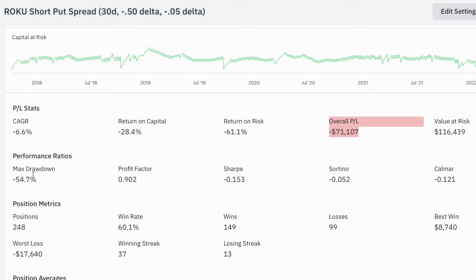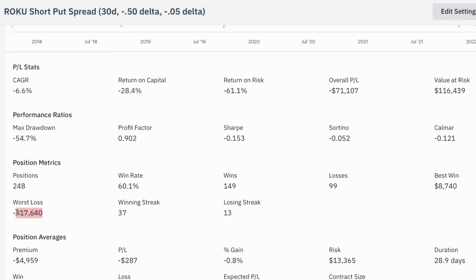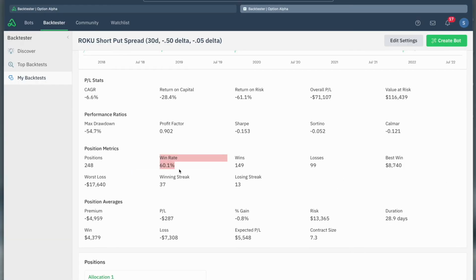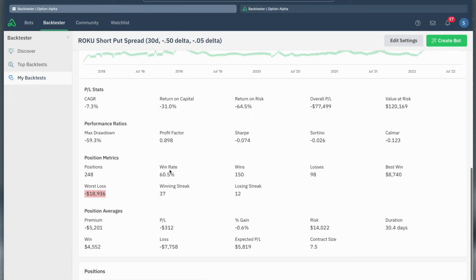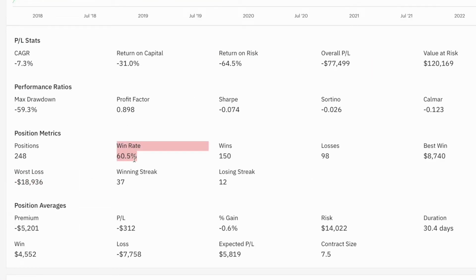And then next up we have our max drawdown was 54.7%, which is a bit smaller than the previous test, right? Without stop losses, the max drawdown was about 59, almost 60%. So again, this is a bit better, but not by much. And then also your worst loss was minus $17,000. Also a bit better than the previous test. And then finally, one more thing is the overall win rate. In this case, it was 60.1%. And comparing this to no stop losses, I believe the win rate was actually a bit higher, 60.5%.